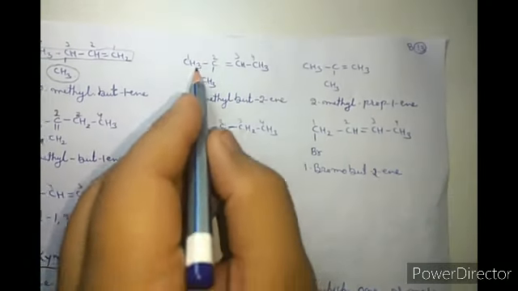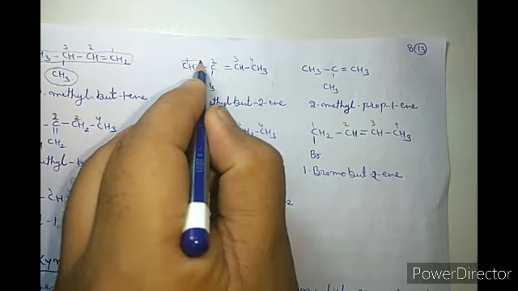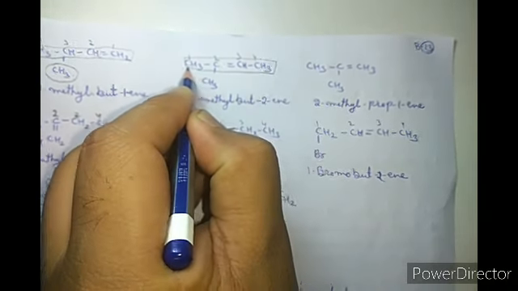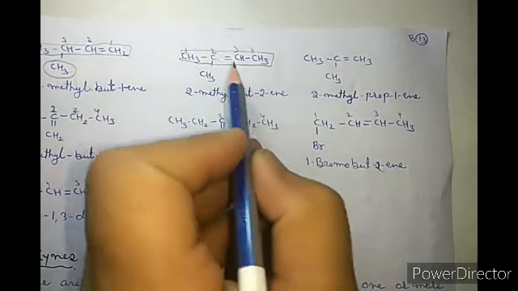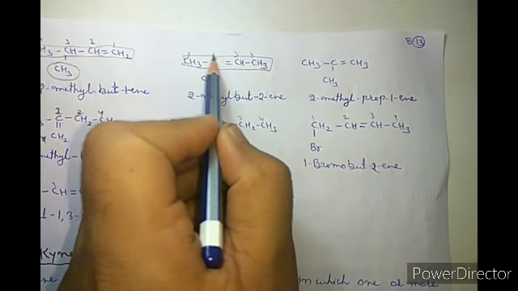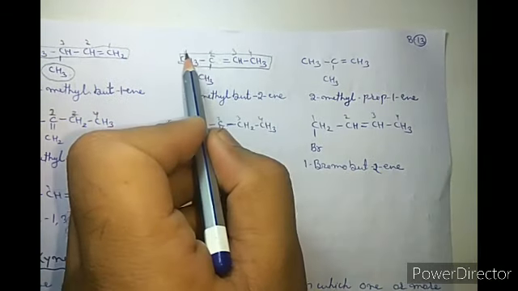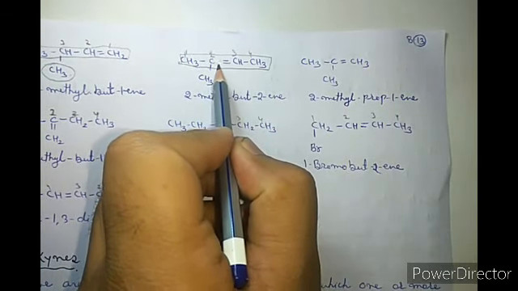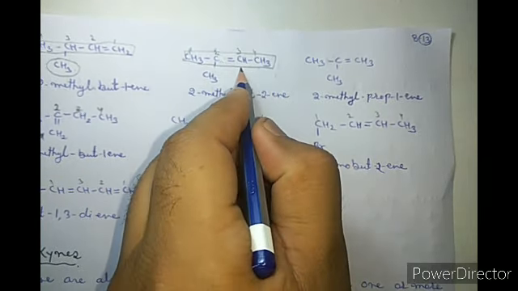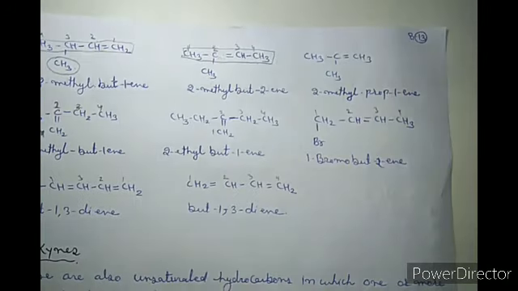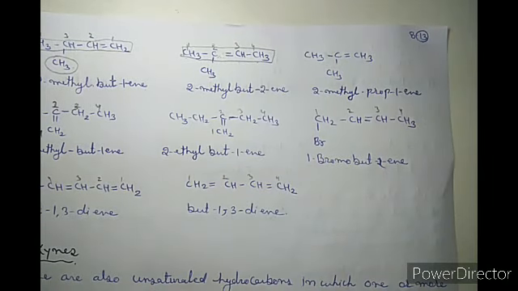Now this one. Here, this is again our main chain. Now let me do the numbering. We can do 1 2 3 4. If we do numbering from that side, then the double bond gets the second position. If we do numbering from the other side, 1 2 3 4, the double bond is again getting the second number. From both sides, it is getting the minimum number.